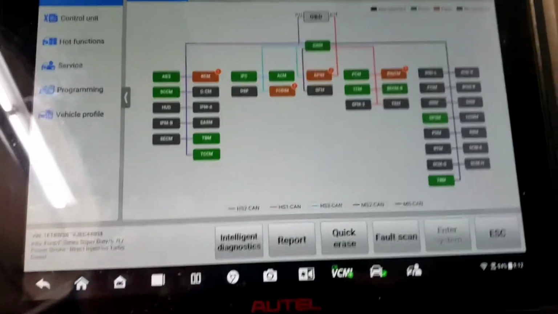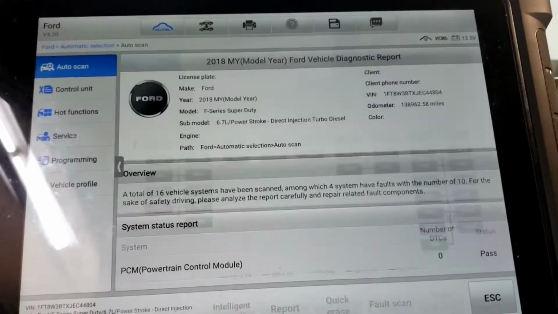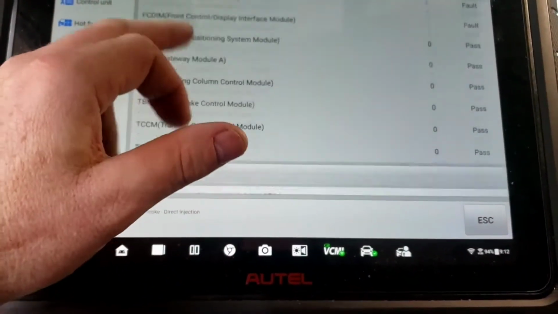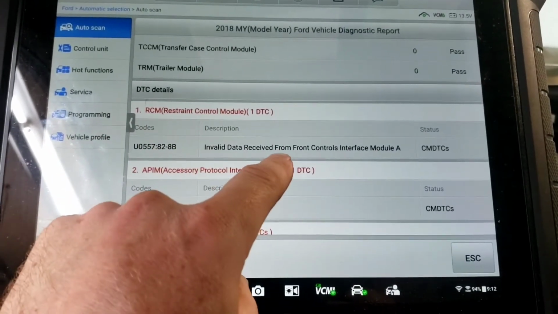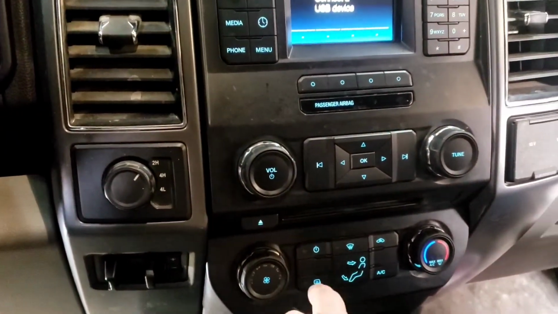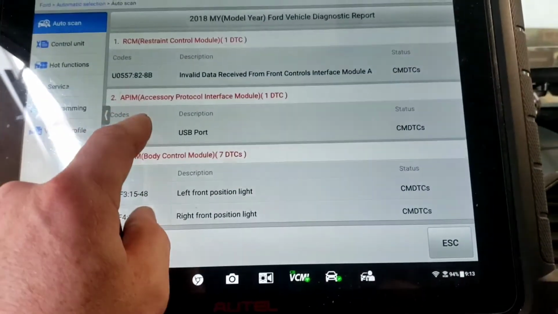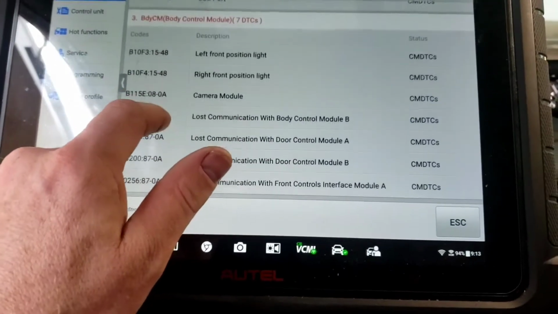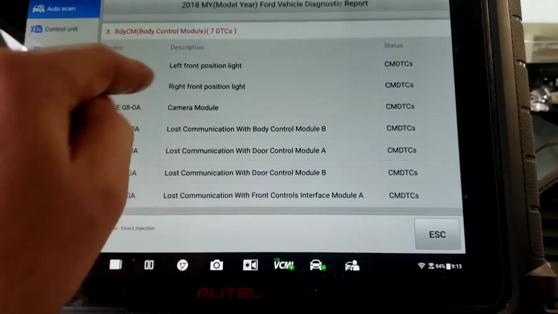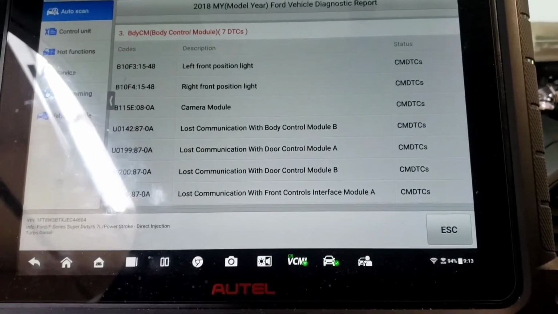So, if you go to report, the RCM, restraint control module, has invalid data received from the front controls interface module, which I believe is this. The FCIM is the HVAC module. APIM, USB thing, don't care about that, that's always been in there. Body control module: left front position light, right front position light. Those lights keep coming on.